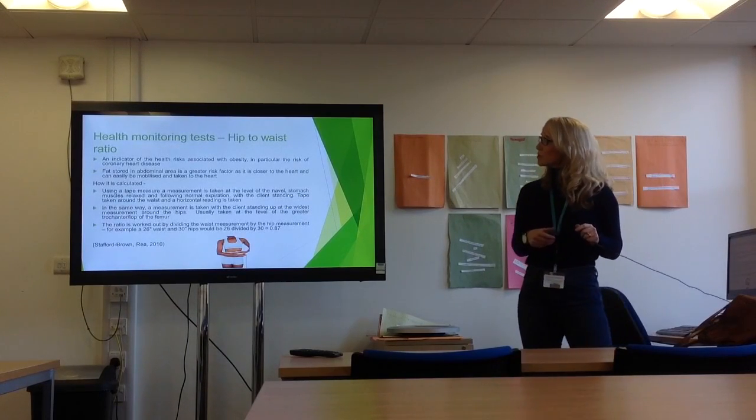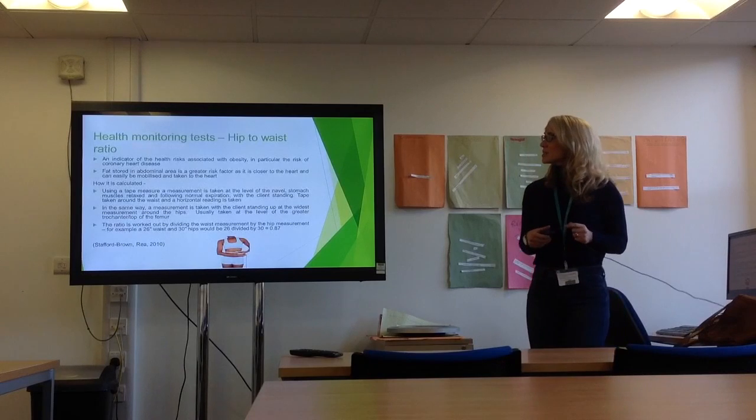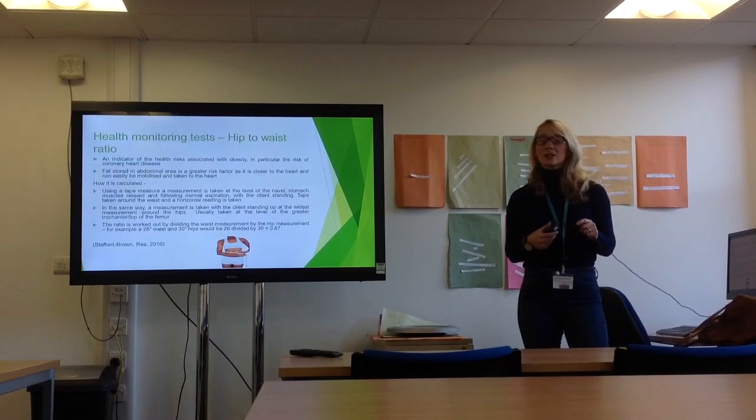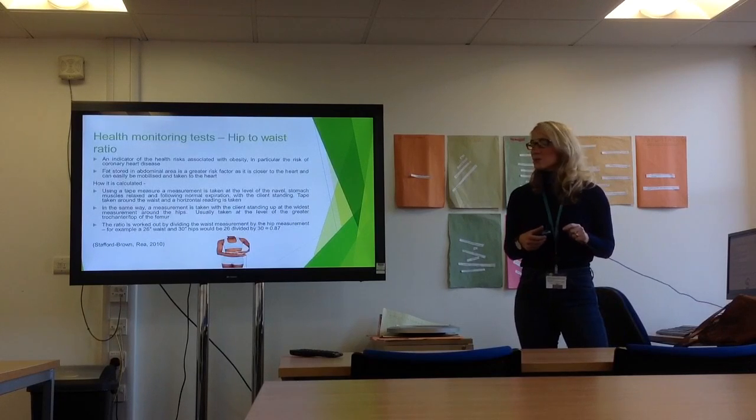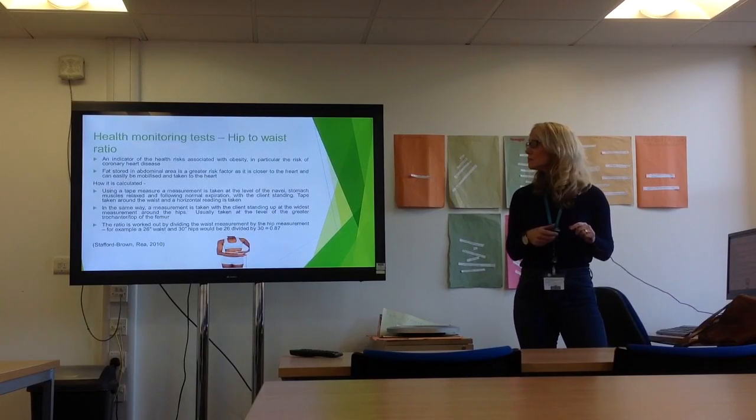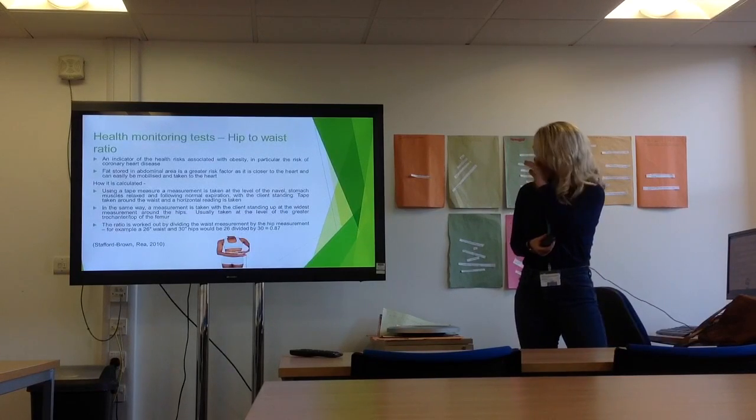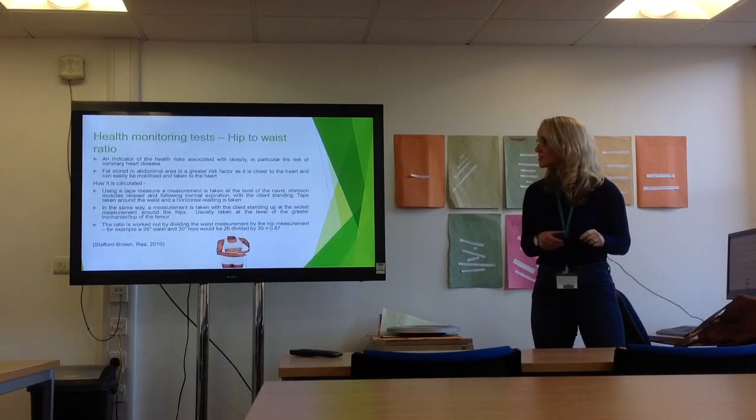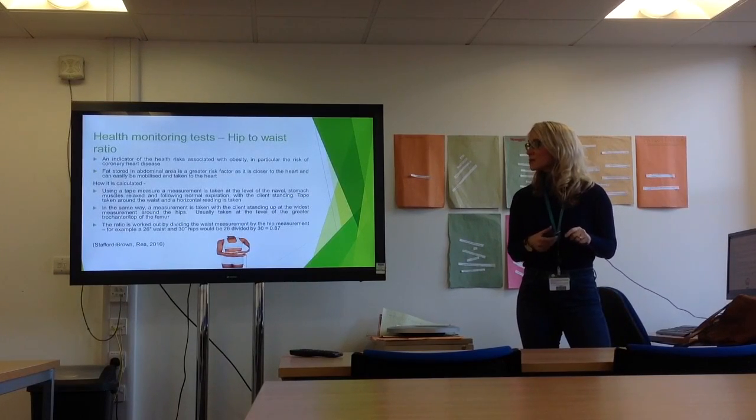So now we've got the hip to waist ratio. This is an indicator of health risk associated with obesity, and in particular coronary heart disease. It's because fat stored in the abdominal area is regarded as an incredible risk, as it's closer to the heart and to other critical internal organs. So this is calculated by using a tape measure.